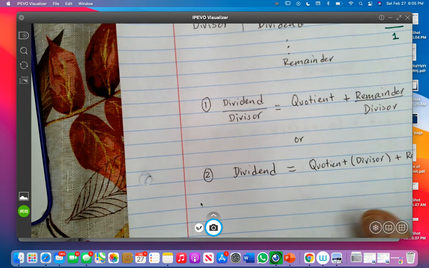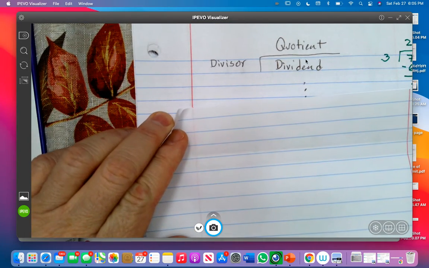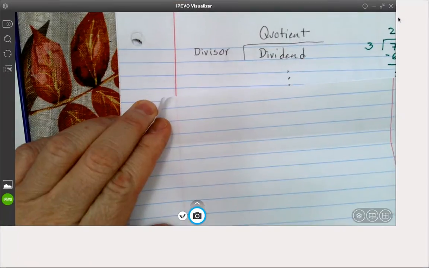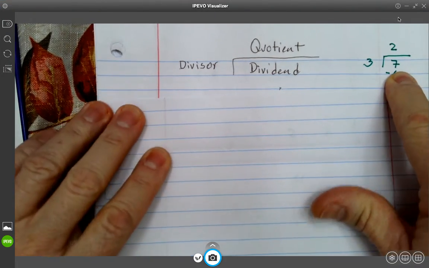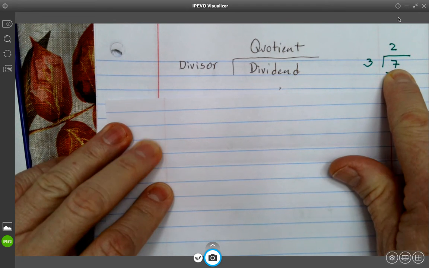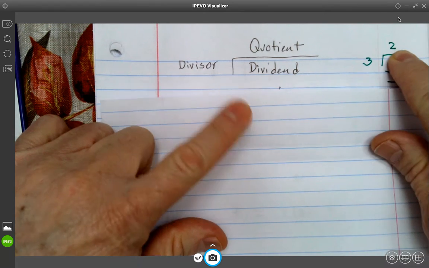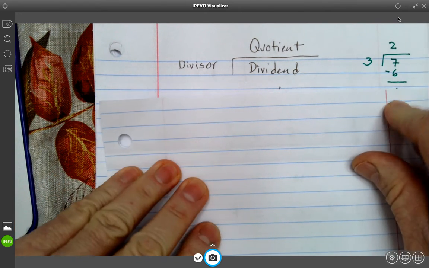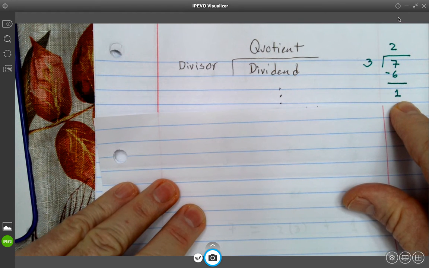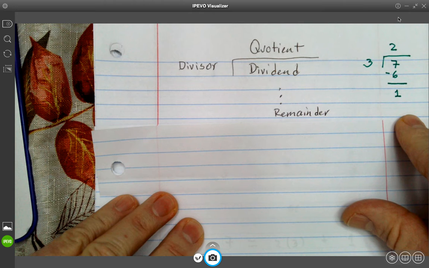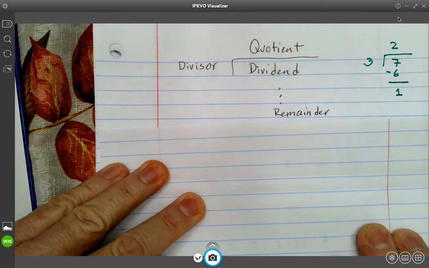So remember, if we have a number that we call the dividend divided by a divisor, in this case 3, the quotient is the number 2, that's the name of that number, and the remainder is the 1, right? So remember that from that, we learned that we could write this division in different ways.